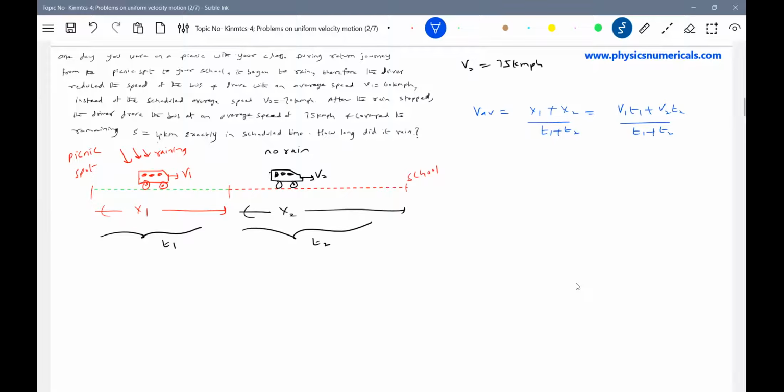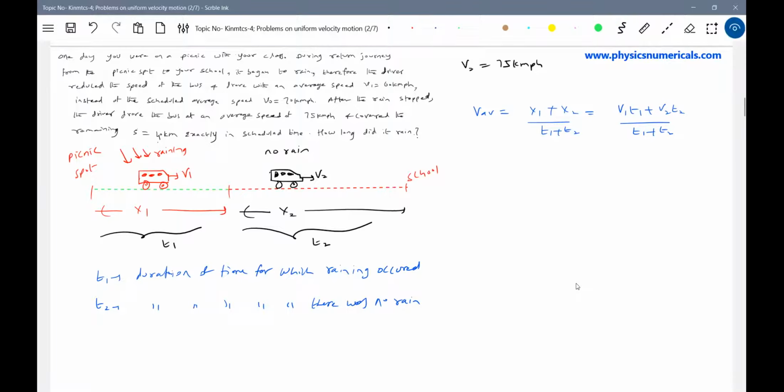What is T1? The duration of time for which it rained. What is T2? The duration of time for which there was no rain. I think we have already come across this formula, if you can remember.